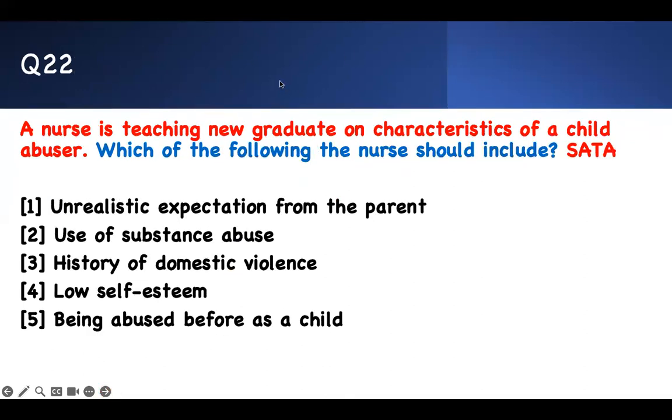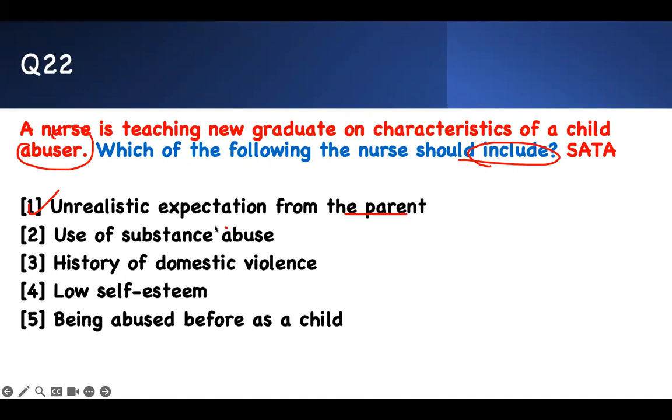22. What do we have? Select or apply. Which of the following should the nurse include? Teaching a new graduate the characteristics of a child abuser. When we find information about them, how do we know they are child abusers? They have unrealistic expectations of the kids, unrealistic from the parents, right? They have unrealistic expectations. That's what they do.